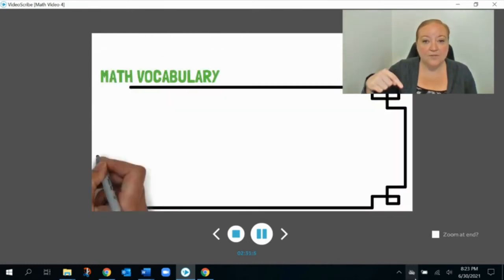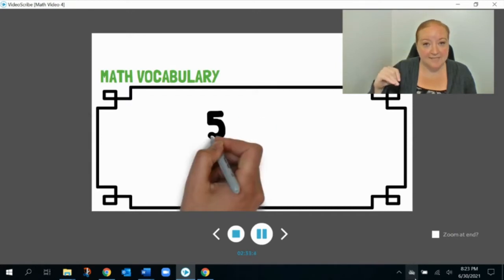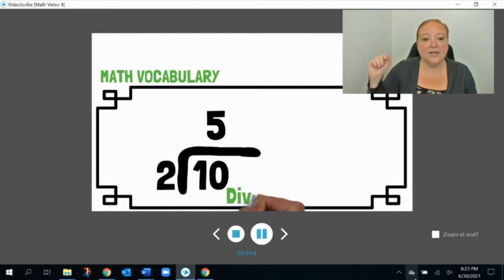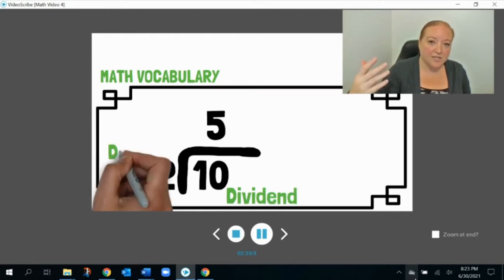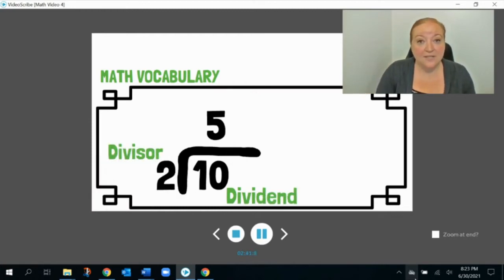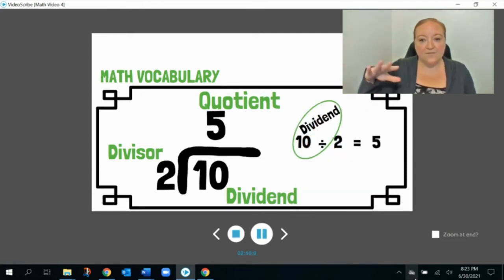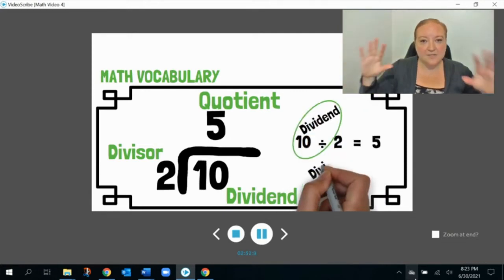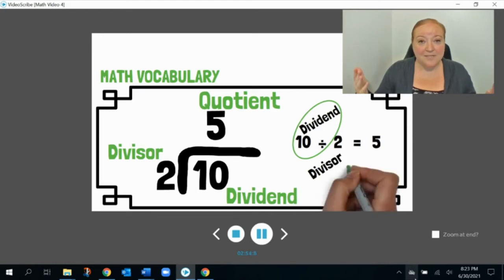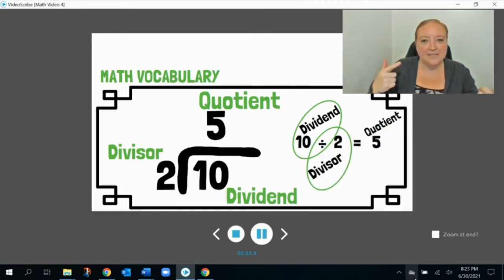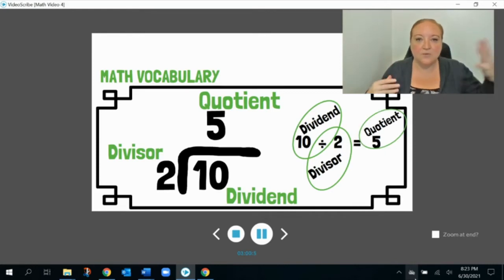Let's go back over some math vocabulary from last time, okay? I want to make sure we remember our divisor and our dividend and our quotient. Those are math terms that are going to come up, especially in sixth grade, and as you move forward with math. So it's important to envision these and think to yourself how to do it. I'll be honest, sometimes I'm like, wait, what number should I divide? And I have to think to myself, oh, divisor, dividend, quotient.